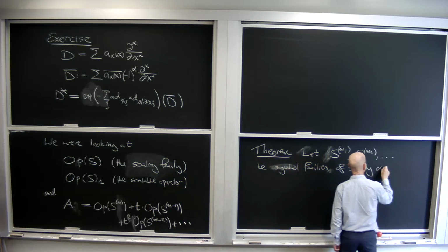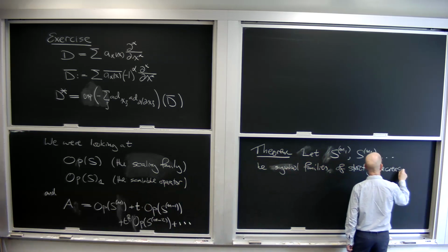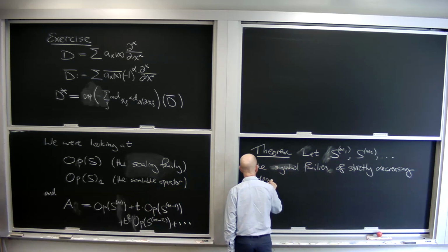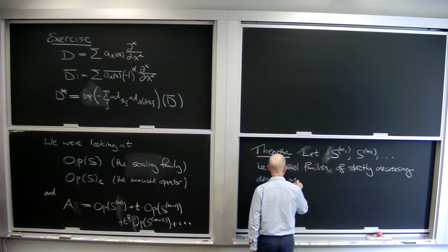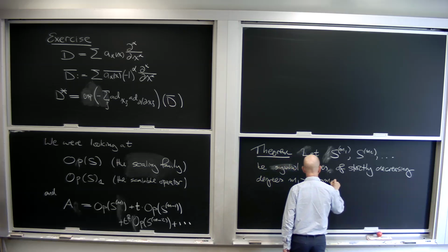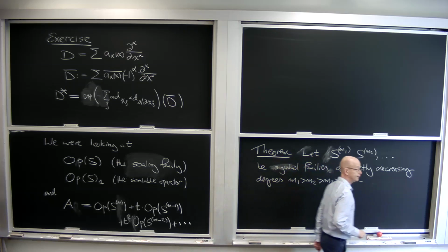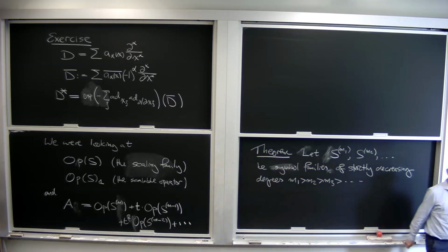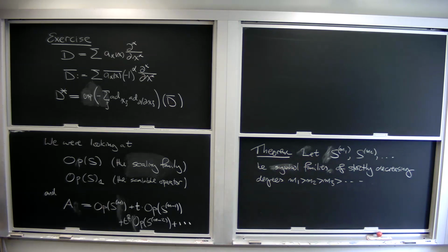And suppose the orders or degrees go down. So M1 is bigger than M2, is bigger than M3, and so on. I don't think we need to worry about what these dots mean. I just mean and so on. And of course, they're going to minus infinity because they're integers. They just can't avoid going to minus infinity.